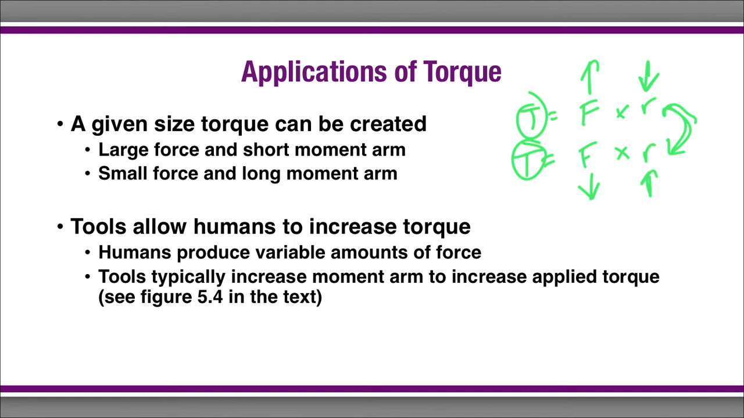But humans typically use tools to increase torque, most of the time by increasing the moment arm, which makes us have to apply a smaller force. So if you think about trying to remove some type of bolt that has a nut screwed onto it, if you try to remove it with your fingers, which would be a very short moment arm, you're going to have to use a large amount of force. So a lot of the time what we do is grab a wrench to increase the moment arm so that we only have to apply a small amount of force to achieve the goal that we are trying to achieve in a certain scenario.